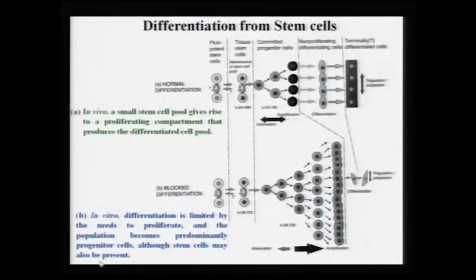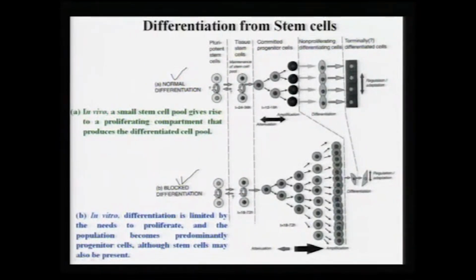There are two types of differentiation: one is called normal differentiation, another one is blocked differentiation. Block differentiation is what happens in the case of in vitro study. In vitro means the culture medium in a laboratory. Here differentiation is limited by the needs to proliferate. So there are two things here, one is differentiation and one is proliferation. This differentiation is limited by the needs to proliferate, and the population becomes predominantly progenitor cells, although stem cells may also be present.